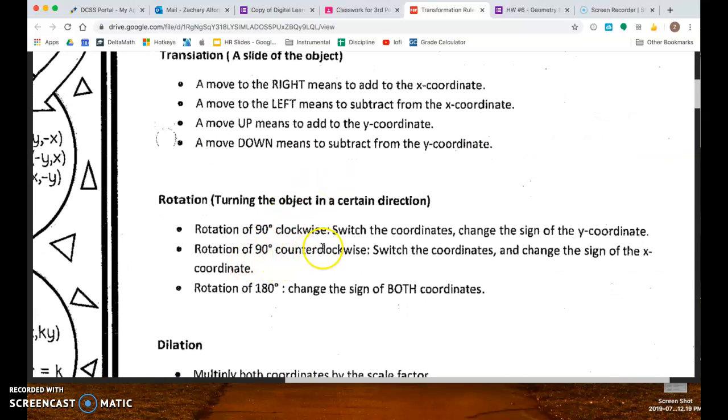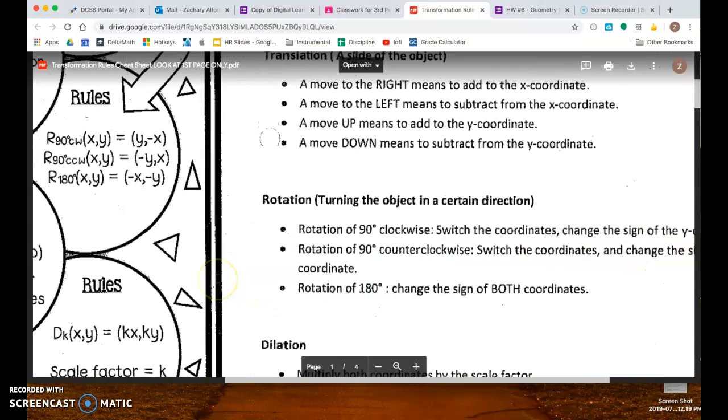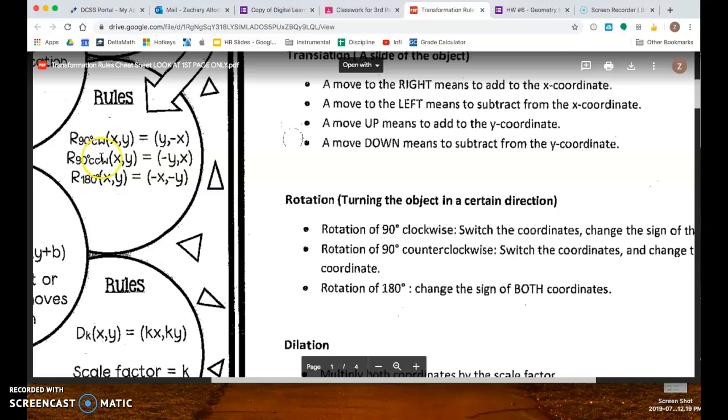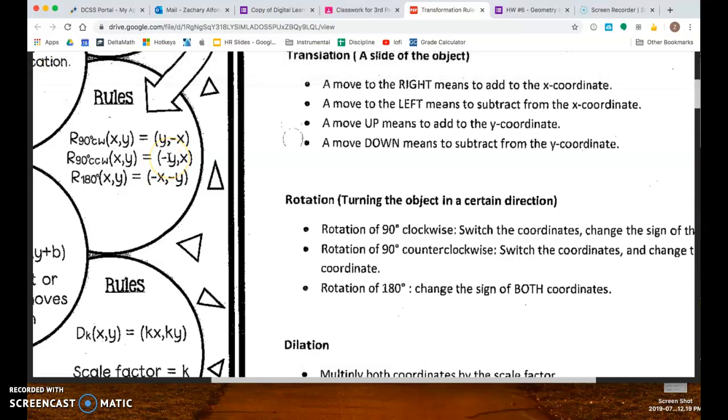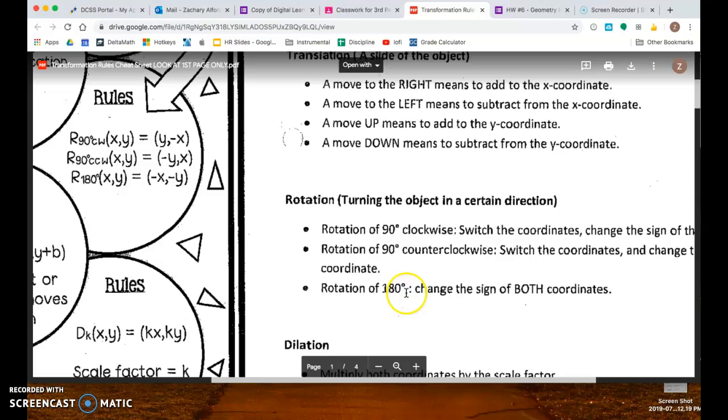Rotation of 90 degrees counterclockwise, switch the coordinates and change the sign of the x coordinate, which is right here. So your x value and your y value. So you flip them. So you have your y, then your x. You take your new x value and you change the sign of it. And then rotation of 180 degrees, change the sign of both coordinates.